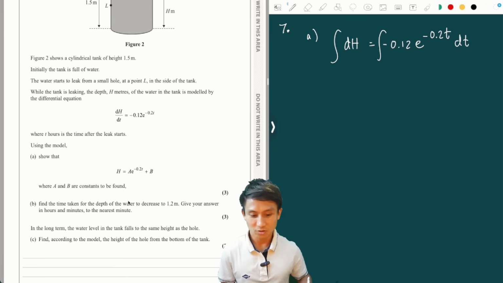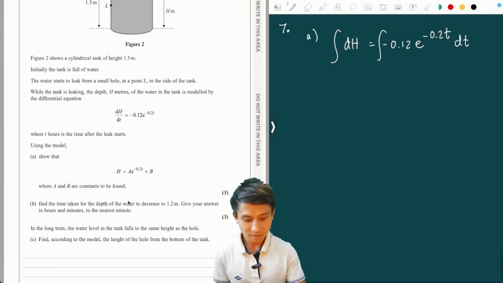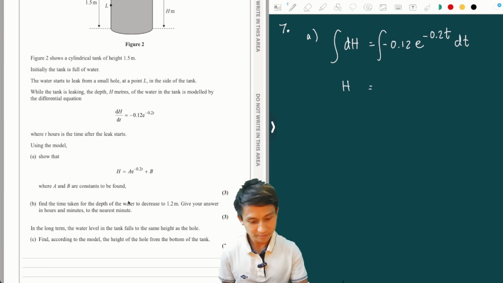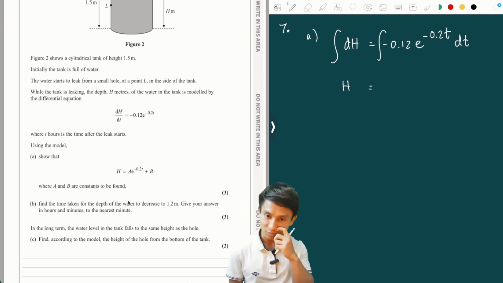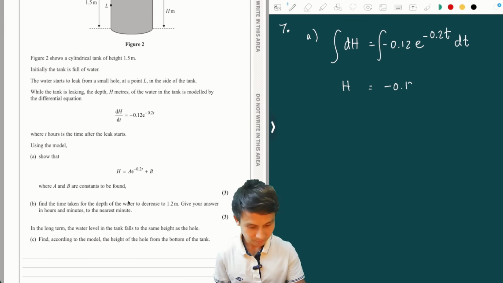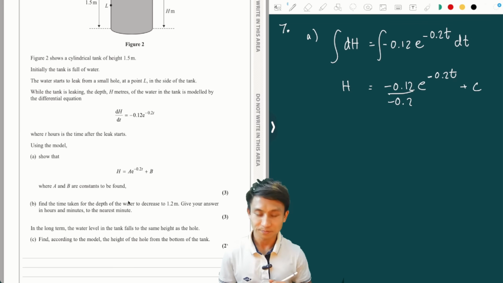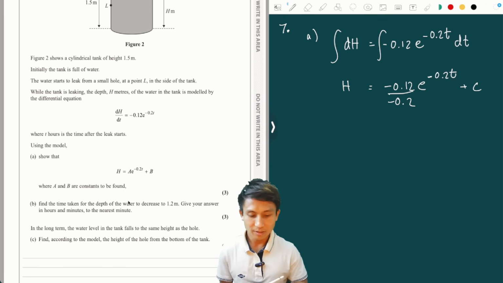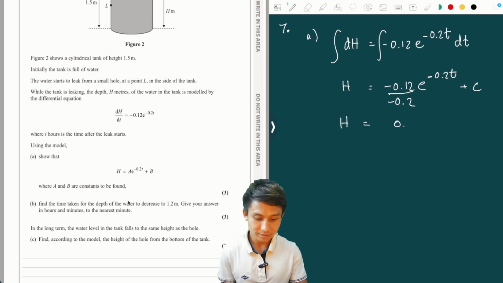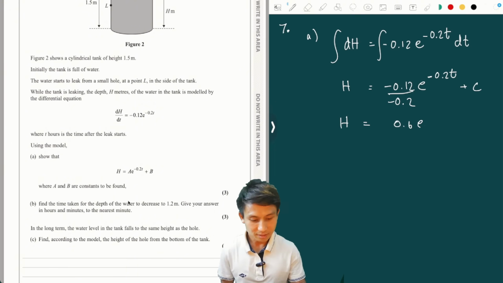Okay, so this one we just got h, and then this one, differentiating an exponential, we just copy everything and then use a reverse chain rule. So I'm going to divide by minus 0.2 here, and then plus c, right? Because don't forget we have a plus c as well. So that's very simple. And then we simplify that, and that is going to be 0.6 e to the power of minus 0.2 t plus c.